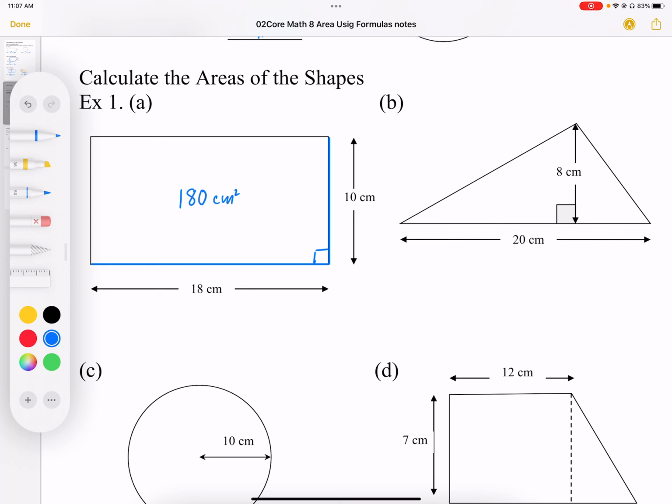With the triangle, as long as the length and width are at 90 degrees, so there's our height, there's our base here, they are at 90 degrees, so base times height, so 8 times 20, and we only want half of it because it's a triangle. We end up with 80 centimeters squared.